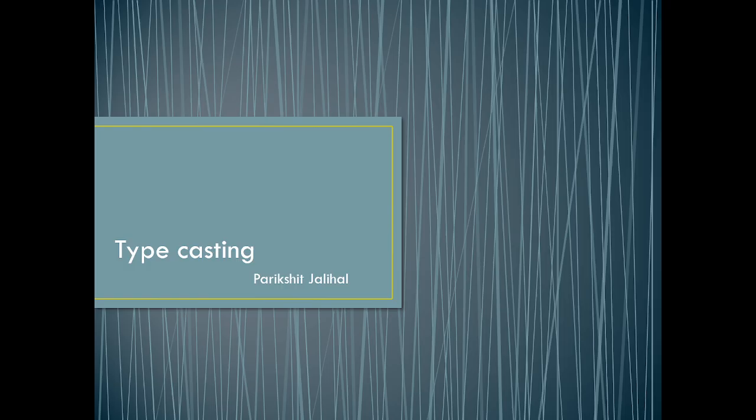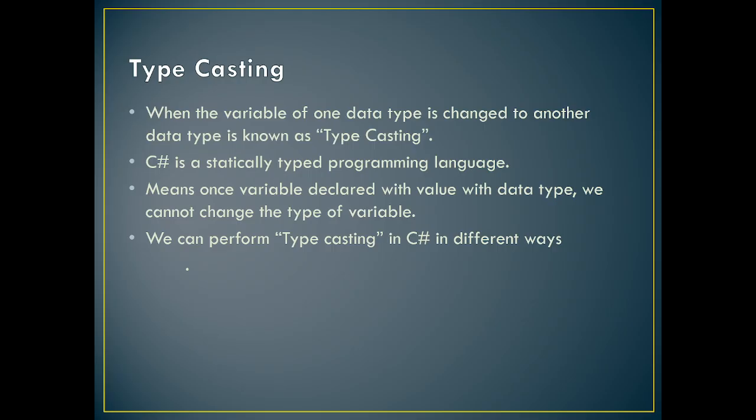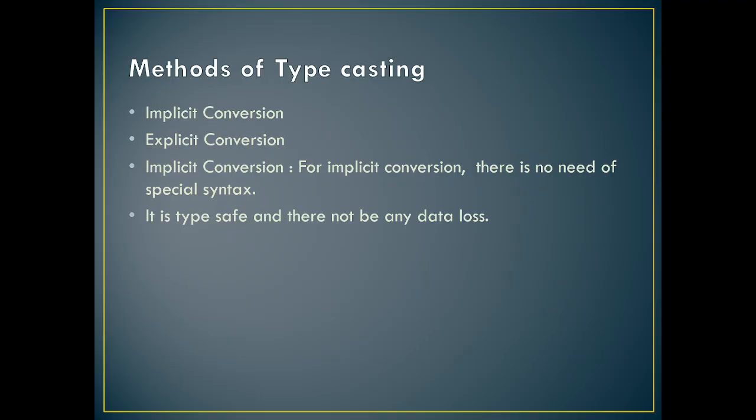I am Parikshit. In this video, we are going to discuss typecasting in C Sharp. Typecasting in C Sharp refers to converting one data type to another data type. It's fundamental in programming, especially when we are working with different data types. Basically, C Sharp supports two types of typecasting. One is implicit casting or implicit conversion. Another one is explicit conversion or explicit casting. Here the name casting refers to conversion.